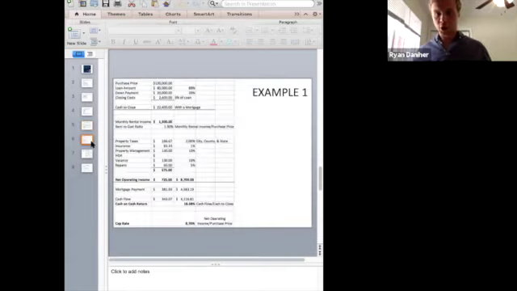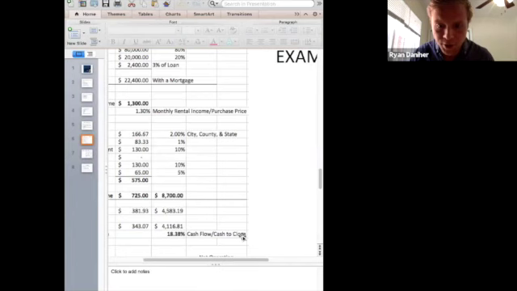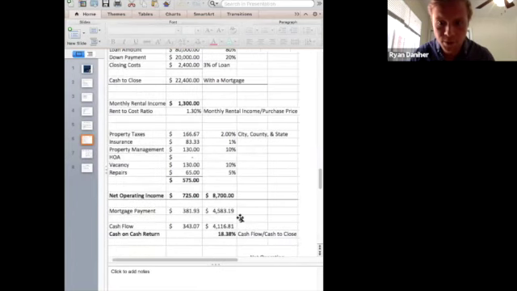So we're going to start by looking at one of these deals. Can you all see the numbers here, or should I maybe go a little bit closer in? Is that better? Okay, good.